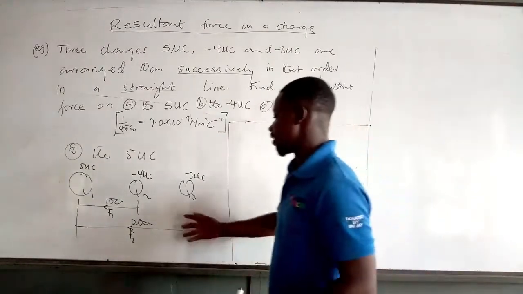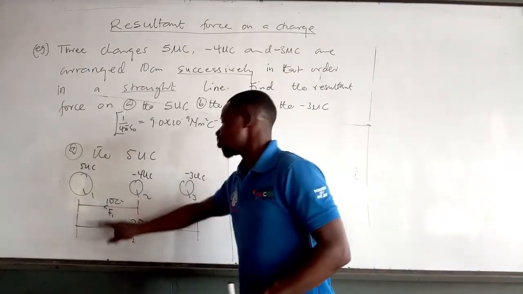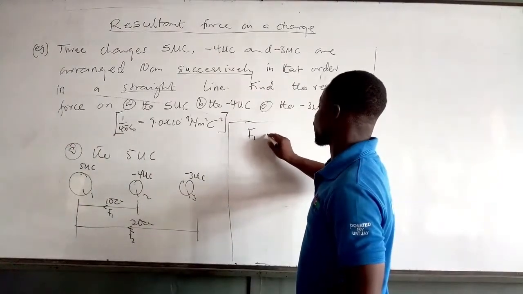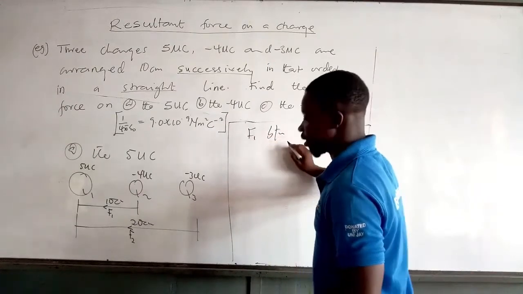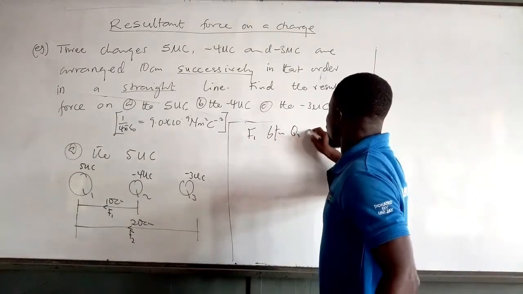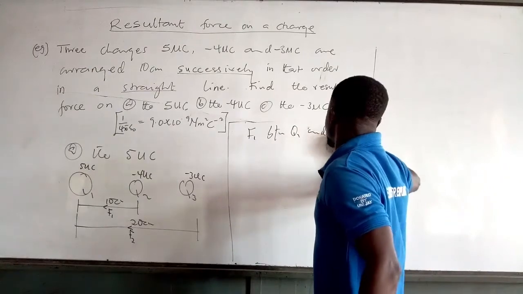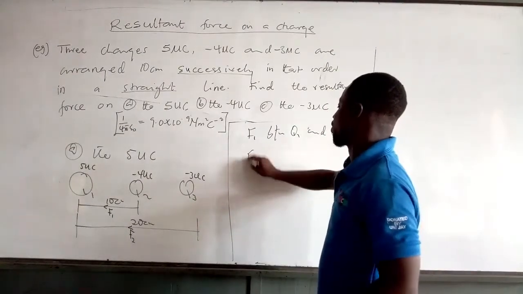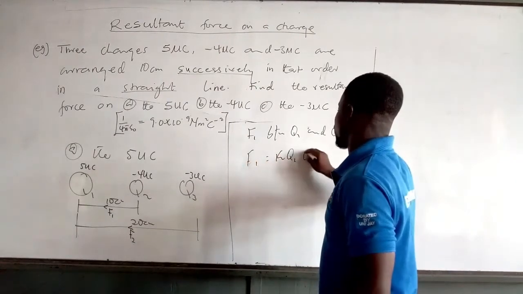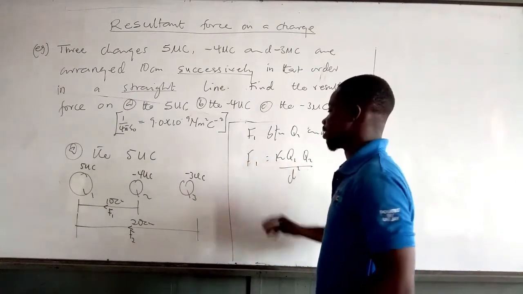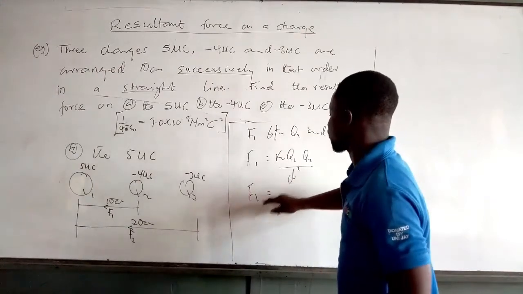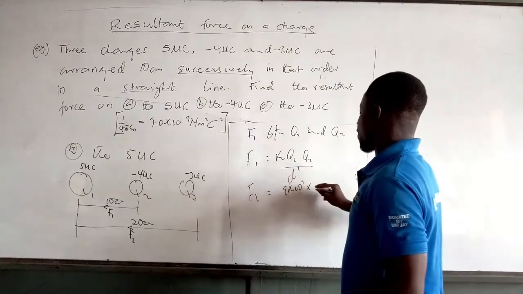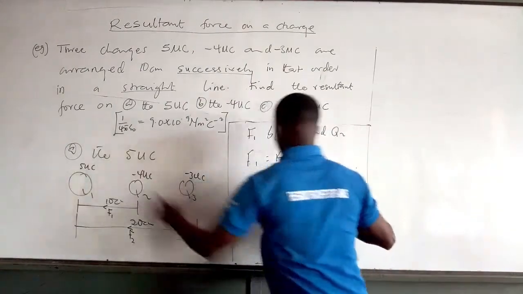Good. So now that we know our directions, we try and find F1 and F2. And since they are pointing in the same direction, we add the two of them after we have found them. So we look for F1. That is the force between Q1 and Q2. That force is going to give me F1 equals K Q1 Q2 over d squared. So F1 is equal to 9 times 10 raised to the power 9 times Q1.